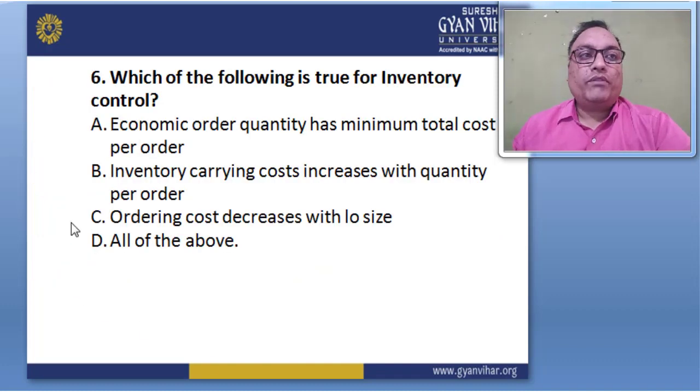And which of the following is true for inventory control? Economic order quantity has minimum total cost per order, inventory carrying cost increases with quantity per order, ordering cost decreases with size, and all of the above. So here all of the above, the D option, is right for this question. And we move to the next question.